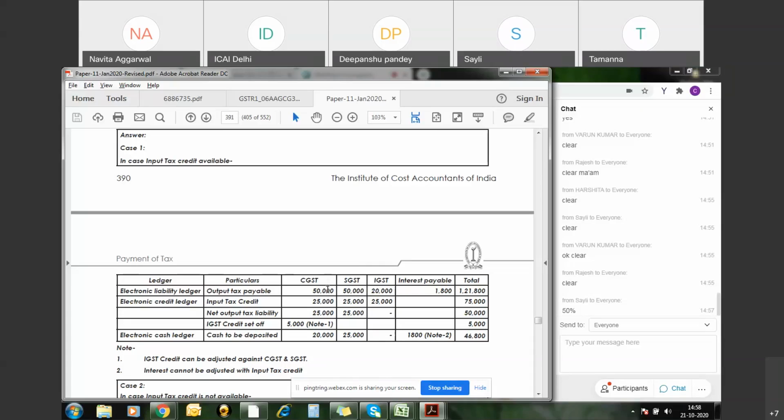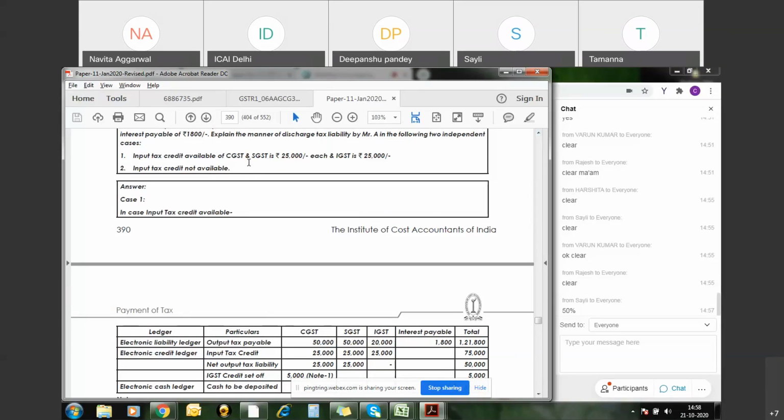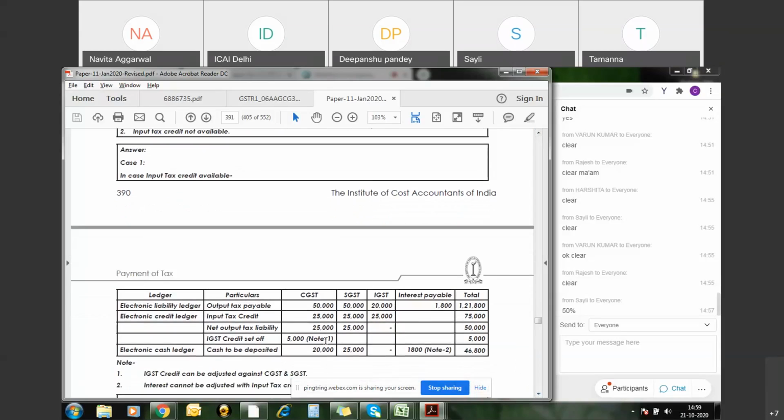The electronic credit ledger carries the details of the input tax credit available. In case number 1, it is stated that there is 25,000 under SGST, 25,000 under CGST, and 25,000 under IGST. We have placed the information in the 3 columns. Now see the effect. See, the interest liability we cannot pay through ITC. It has to be paid in cash only. This is clear-cut.